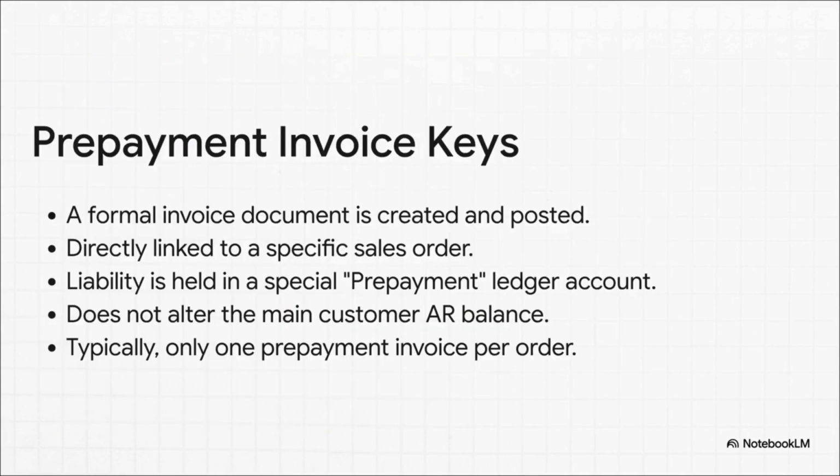Now, the beauty of this method is that it keeps your books incredibly clean. Since you're creating a formal document that the system ties directly to the sales order, you get a perfect audit trail. But here's the real kicker, the liability. That money you owe the customer until you deliver is held in a special, separate prepayment account. This is huge. It means your main accounts receivable doesn't get touched, your AR aging reports stay accurate, and your customer's main balance doesn't suddenly have this weird credit on it. It is all about precision and total control.